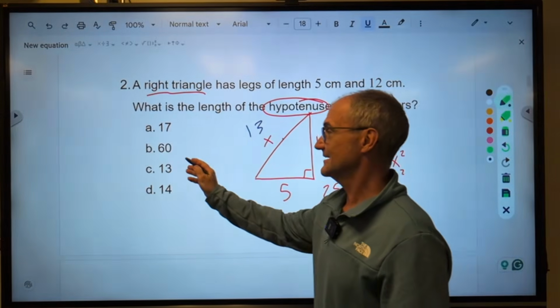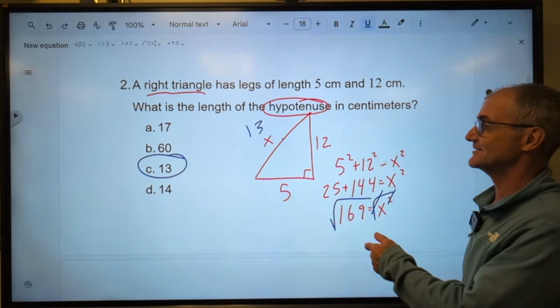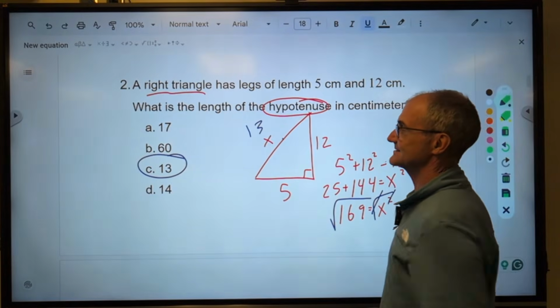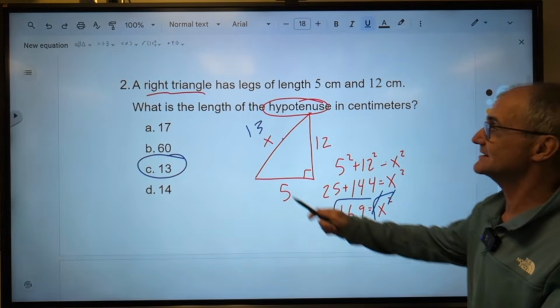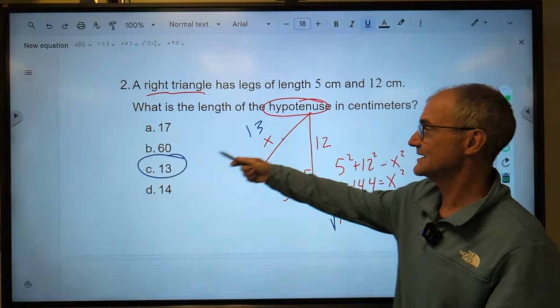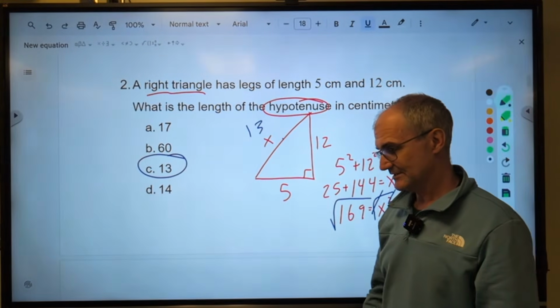Correct answer, answer C right there. Making sure I answer the correct thing that I'm being asked to find. So I found the hypotenuse. Lastly, I'll just go back and check. What is the length of the hypotenuse? That's what I found. 5 squared plus 12 squared equals 13 squared.